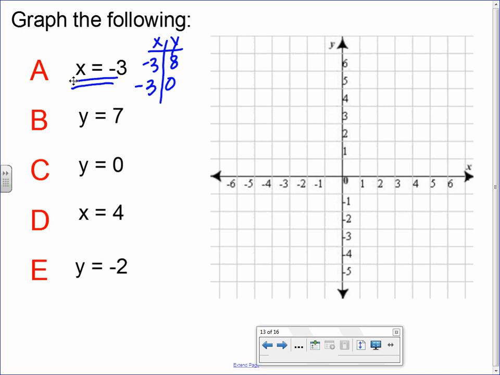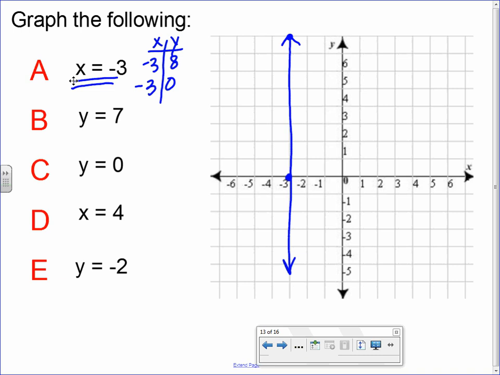X's that are -3. Now, if you plot whatever 2 points you've chosen, -3, 0 would be there. -3, 8 would be way up here somewhere. It creates your vertical line. So you don't even have to remember that it's vertical. As long as you can find 2 points that have that same x coordinate, it will create the vertical line.